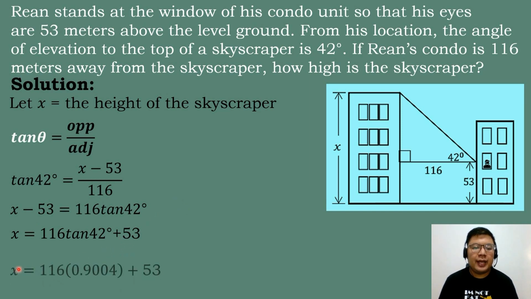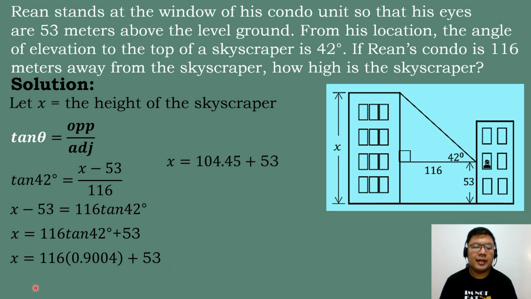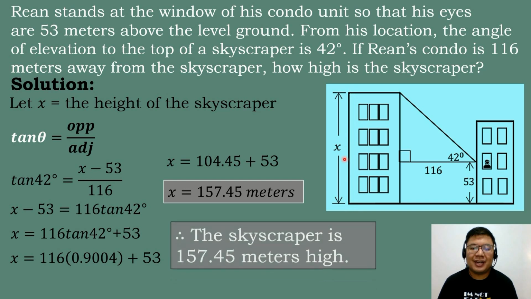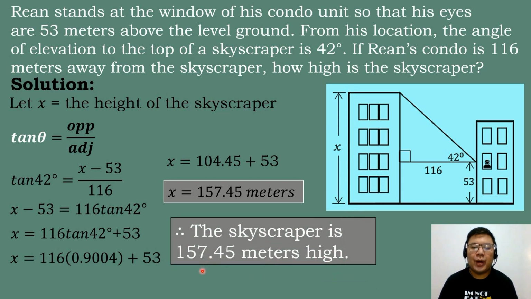Then x will be equal to 116, press tan 42 degrees on your calculator, which is 0.9004, plus 53. Bring down x again: 116 times 0.9004 is 104.45, plus 53 equals 157.45 meters. So the height of the skyscraper is 157.45 meters high.